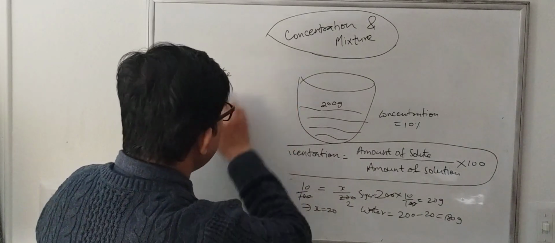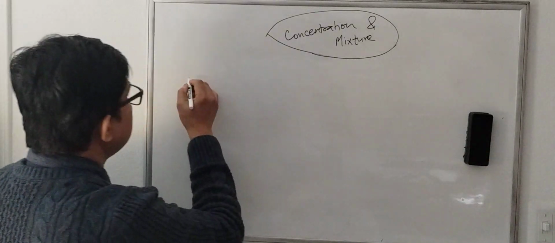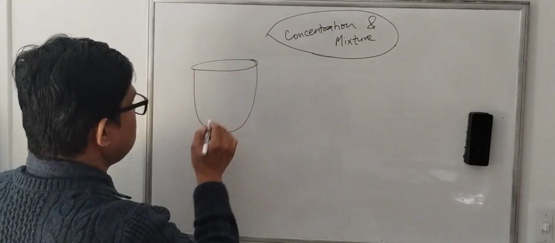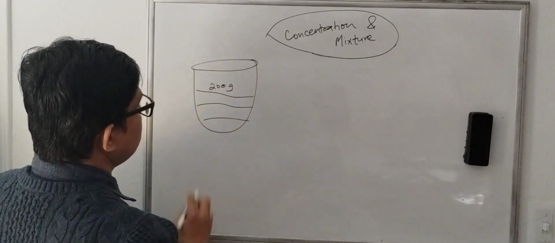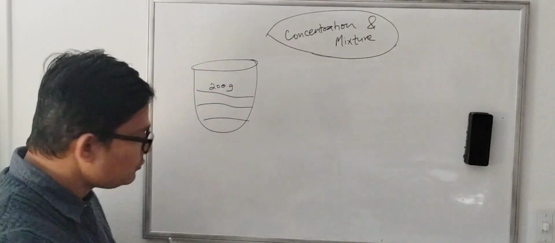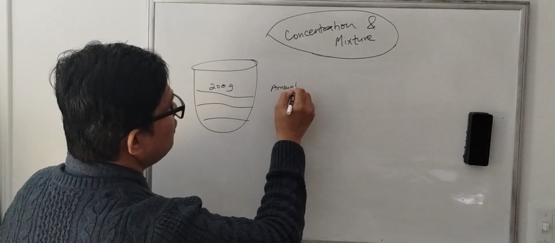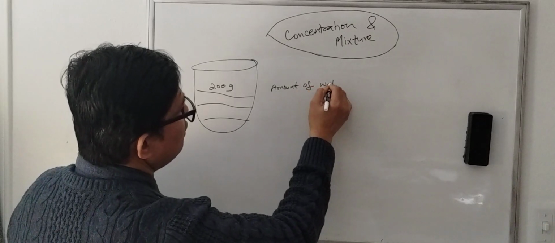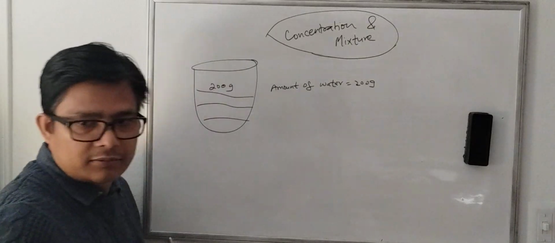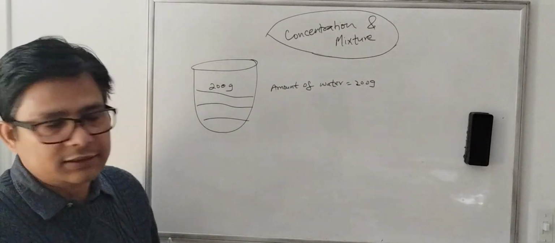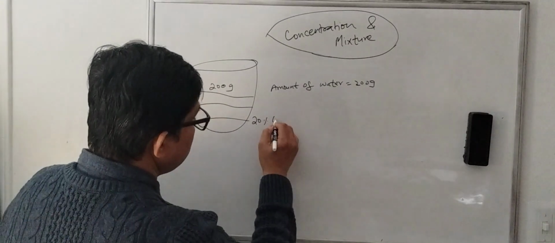Another type of question will be... let's erase everything and you just remember the formula of concentration. So let's say again I will make a glass and then you have, let's say, 200 gram of water. This time the amount of water is 200 gram. Now you want to make a 10% or 20% concentration of the solution. Okay, 20% concentration.